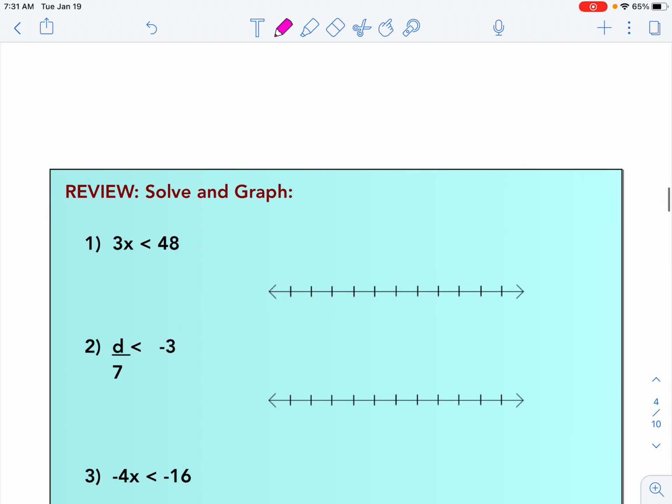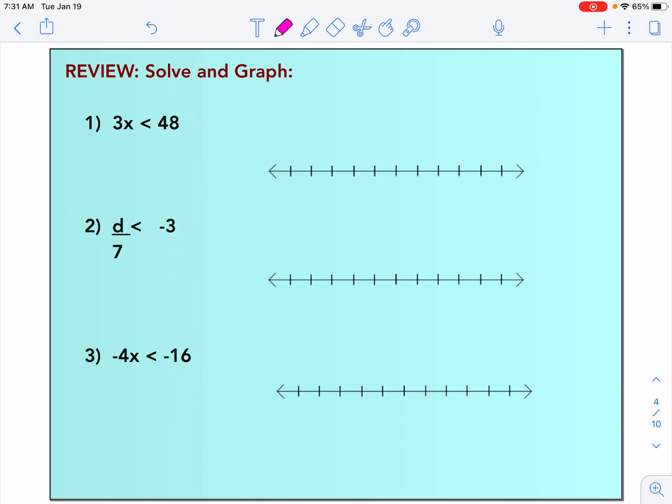Okay, so let's practice some of this solving we just talked about. In this first example, in order to solve this for x, I would just divide by 3. And when I divide by 3, it gives me x on the left side, and it gives me 16 on the right. I don't have to flip the inequality because I divided by a positive. The only time you flip is if you multiply or divide by a negative.